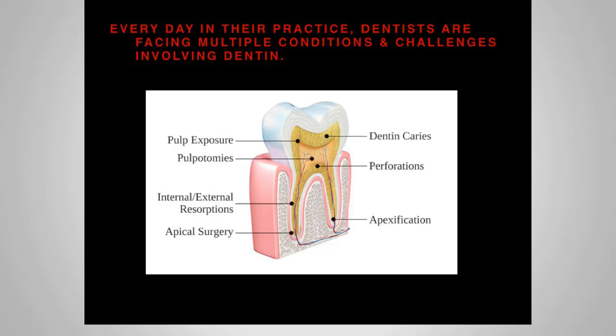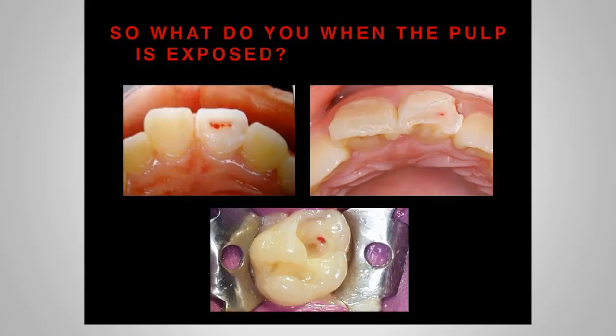Then if it's a primary tooth and we do a pulpotomy, we're in direct contact with the pulp. We can do pulpotomies and pulpectomies in an adult tooth. We can also perforate through the pulp chamber, or perforate a root. And then we have things like resorptions, both internal and external. We may need to do an apexification procedure or apical surgery. All of these things present a challenge to the tooth. And then what do you do when the pulp is exposed? Everybody's got their go-to method.